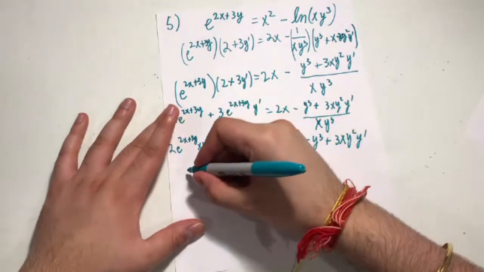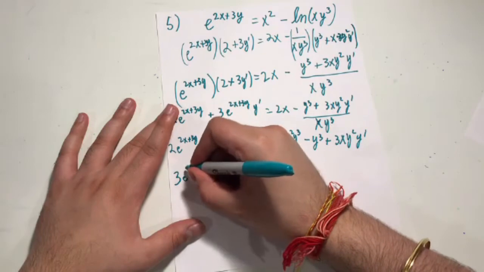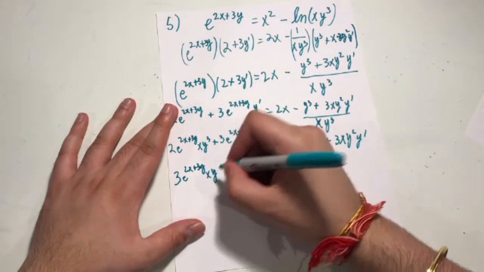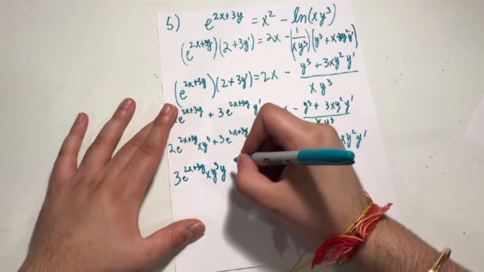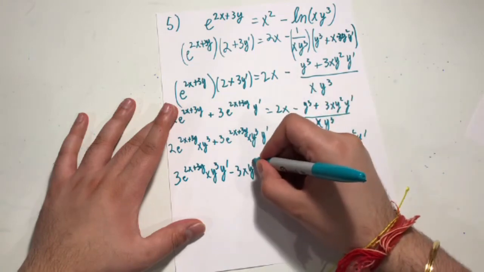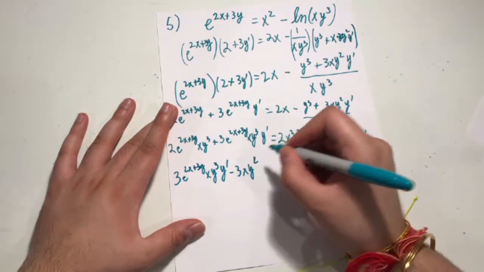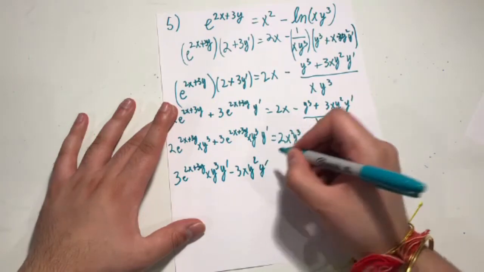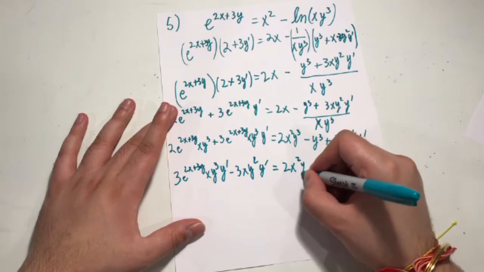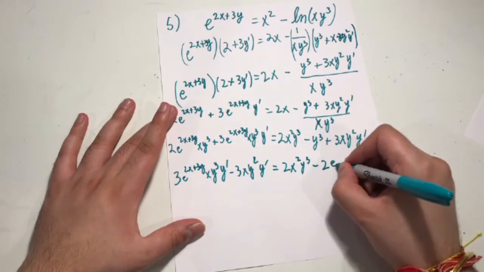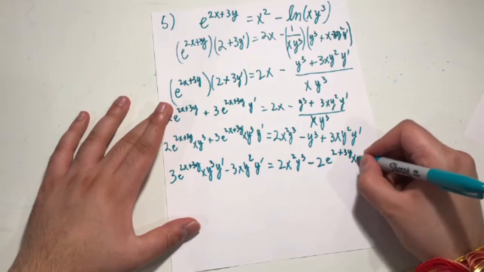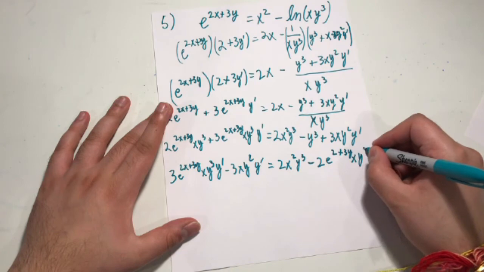All right? And what I have now is 3e to the 2x plus 3y xy to the third y prime minus 3xy to the second y prime equaling 2x squared y to the third minus 2e to the 2x plus 3y xy to the third.